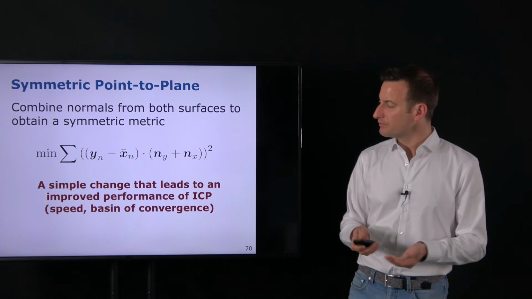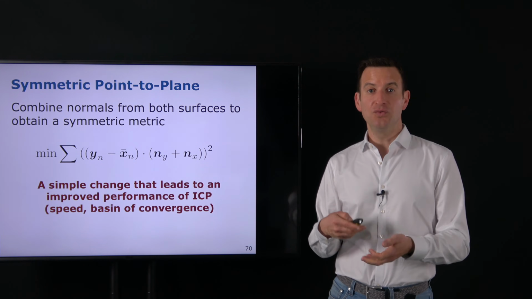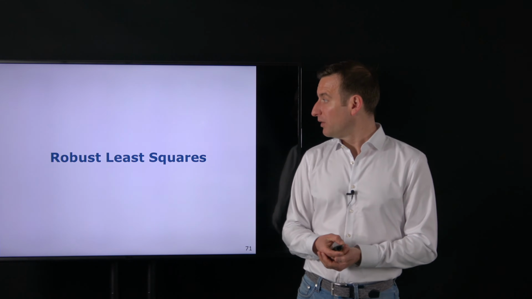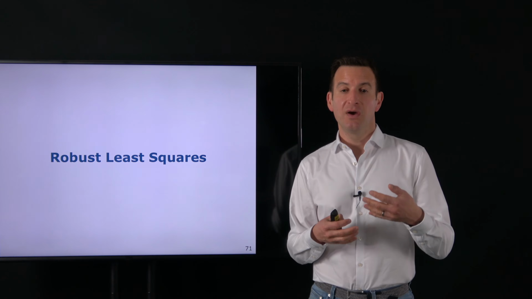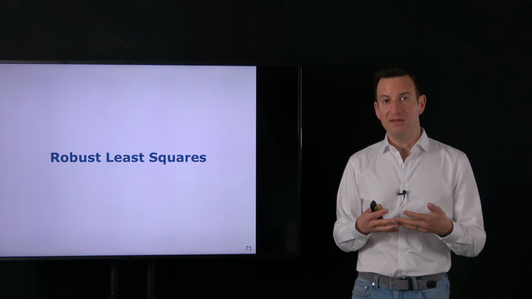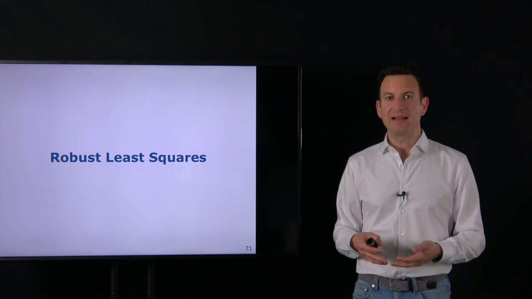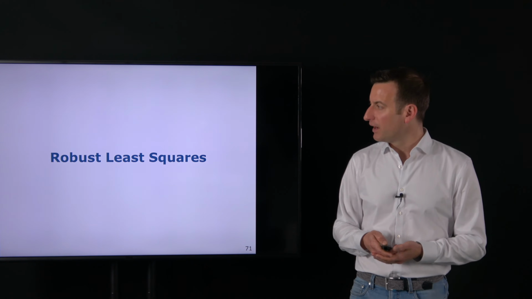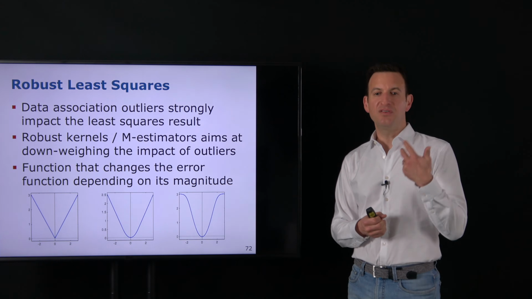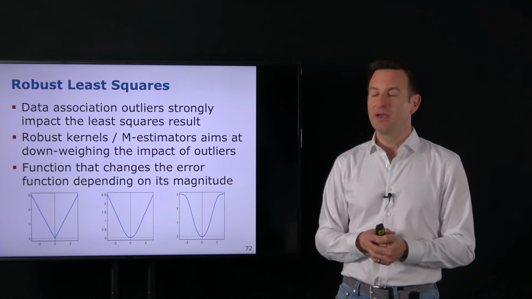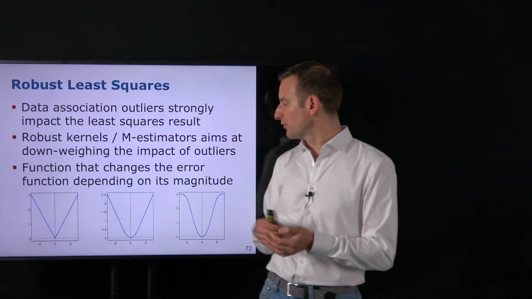So this symmetric metric is probably the thing you want to start with when you build your own ICP solution. The next thing that we can take into account in the context of the least squares approach is to do an outlier rejection. In terms of least squares estimation, we often refer to this as robust least squares, where we don't take the residuals into account as they are, but we can downweigh residuals which are likely to belong to an outlier. There's a standard approach, available since a long time, for reducing the impact of data association errors or outliers in our estimation techniques, often referred to as robust kernels or M-estimators.